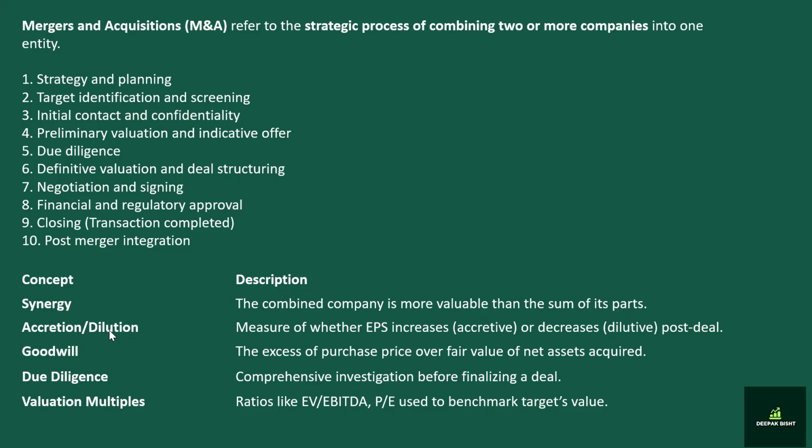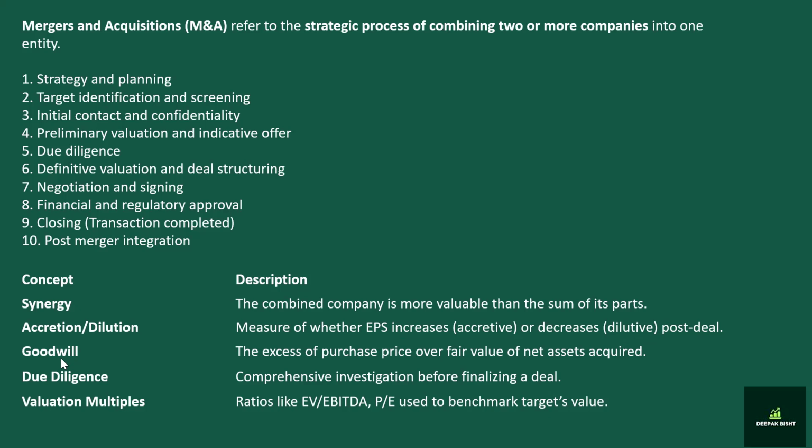So accretion and dilution: if, post-merger or post-acquisition, the acquirer company's EPS increases, it's called accretive, and if EPS decreases, it's called dilutive. Accretive means there was a benefit from the merger and acquisition, and dilutive means there was a loss after the merger and acquisition.